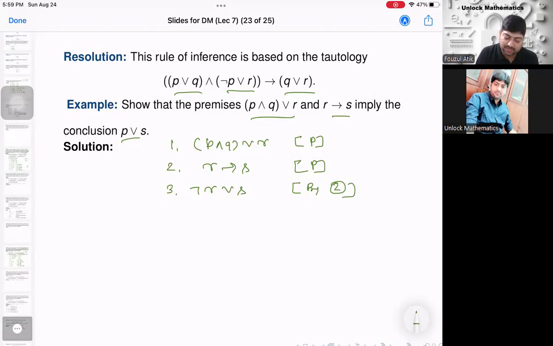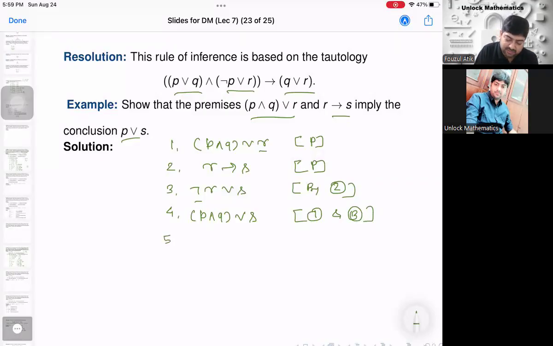Implication law. Now I have 1 and 3 together: P and Q or R, and then not R or S. Apply the resolution to 1 and 3. What will I get? R is there and not R is there. This R will get resolved. So I'll get P and Q or S by applying resolution to 1 and 3. Now I have applied 1 and 3 and I got this one.